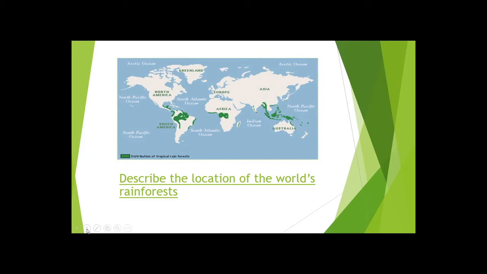Okay, so you should have maybe included South America, you've got Africa, Indonesia, and what I was looking for with that invisible line was the equator. You find a lot of tropical rainforest just below and along the equator.